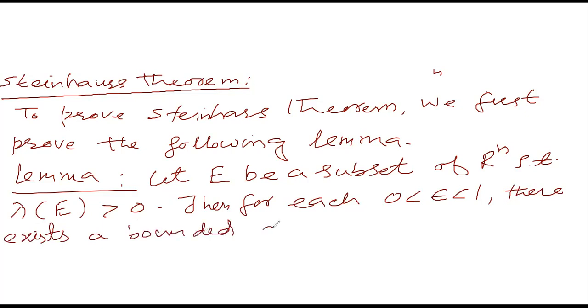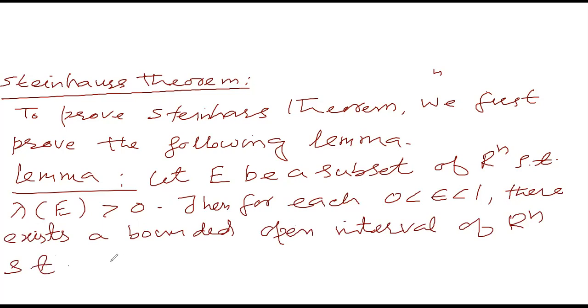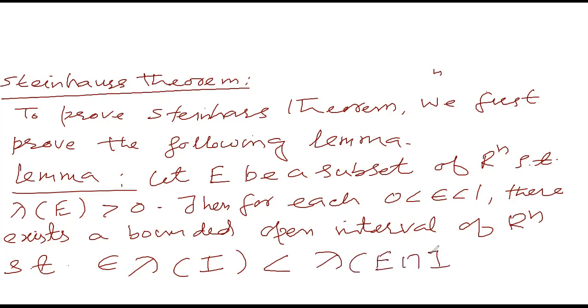such that epsilon times Lebesgue measure of I is less than Lebesgue measure of E intersection I.